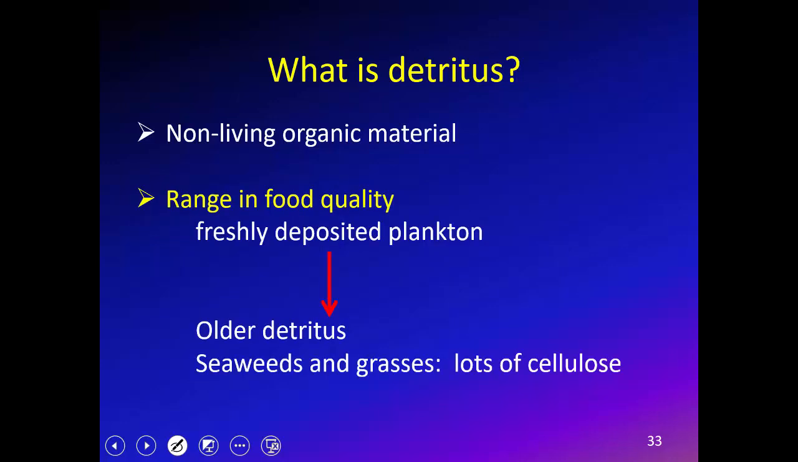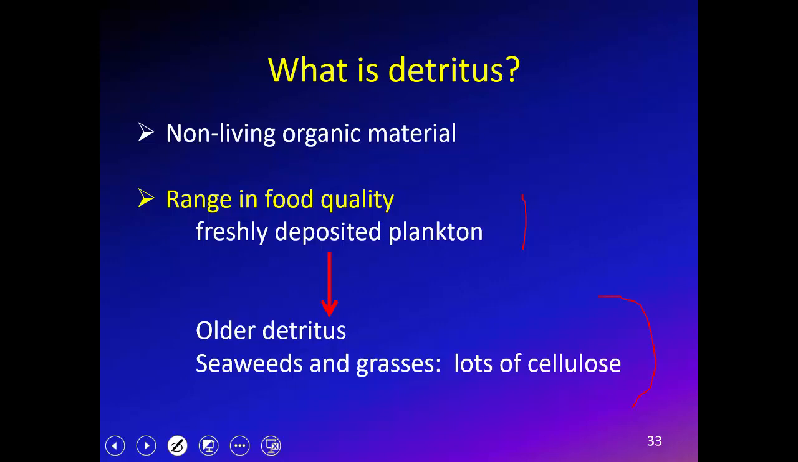And it can range from things that are basically not that long dead, freshly deposited plankton, to much older things that would be probably pretty hard to degrade. It has lots of cellulose, for example. And if it's near land, it may even have terrestrial lignin cellulose, which makes up wood.